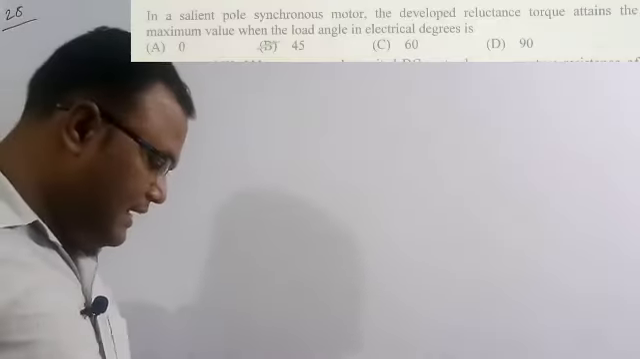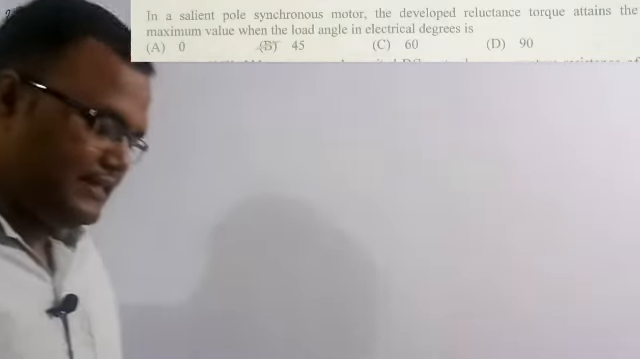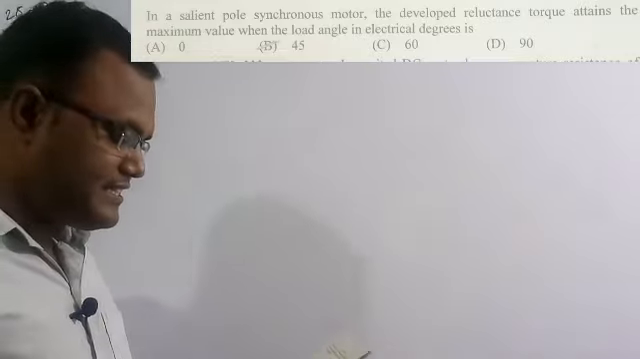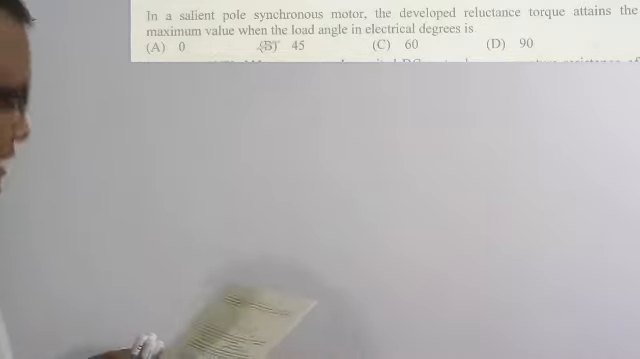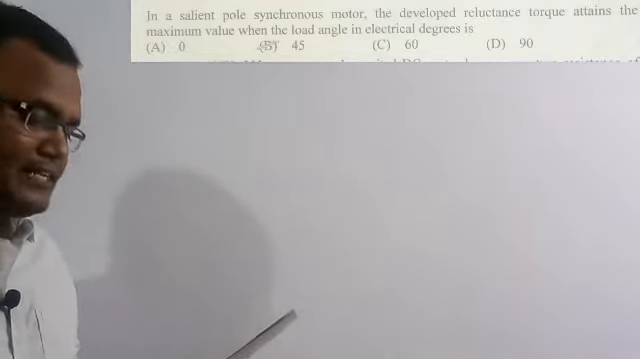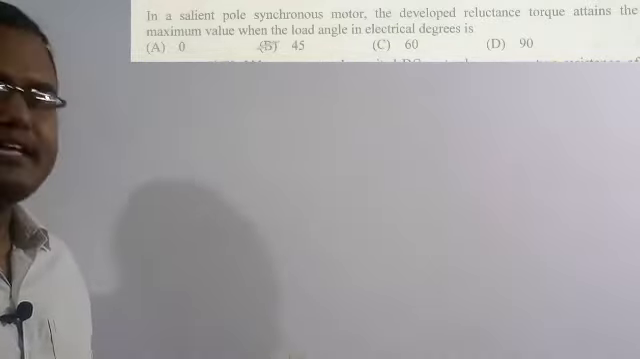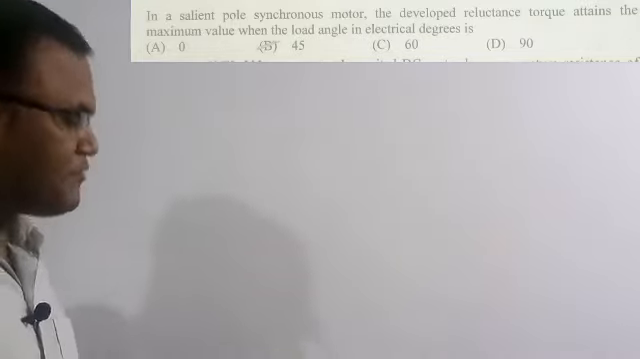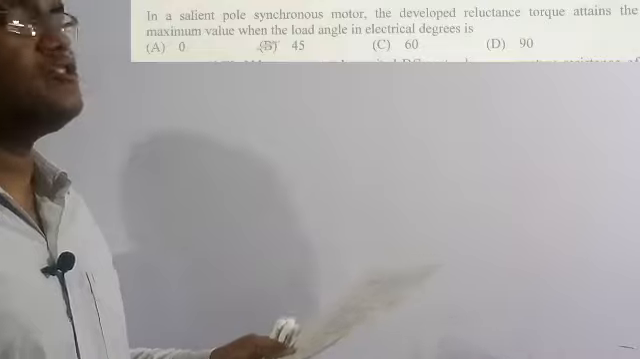Now we are going to solve the 28th question. See the question here. In a salient pole synchronous motor, the developed reluctance torque attains the maximum value when the load angle in electrical degrees is. Here they have given a salient pole synchronous motor, and we need to figure out the load angle in electrical degrees at which reluctance torque attains the maximum value. Out of the four options, option B, which is 45 degrees, is the correct solution of this question. So let's solve this numerical.